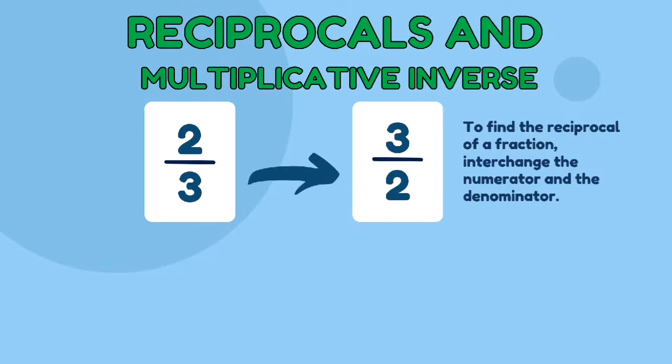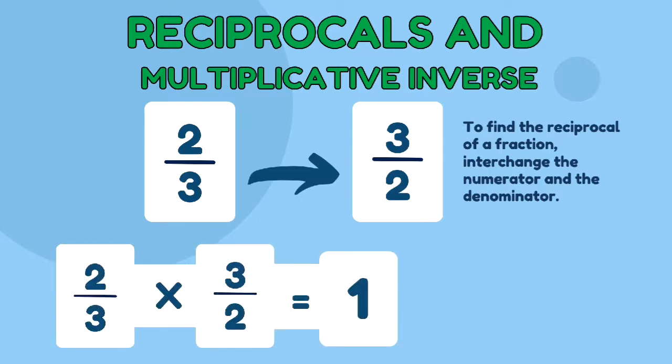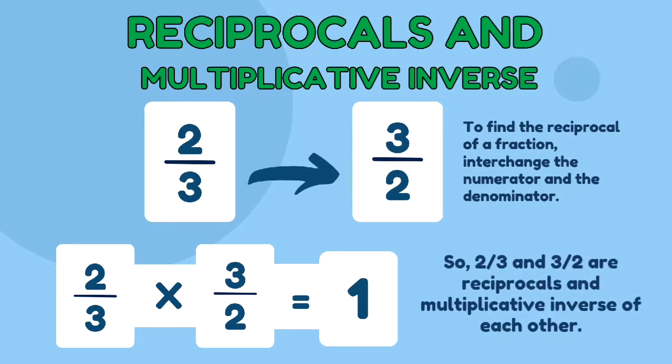In fractions, reciprocal of a number means interchanging the numerator and the denominator of a given fraction. So, the reciprocal of 2/3 is 3/2. Multiplying 2/3 and 3/2 is equal to 1. That means they are reciprocals or the multiplicative inverse of each other.